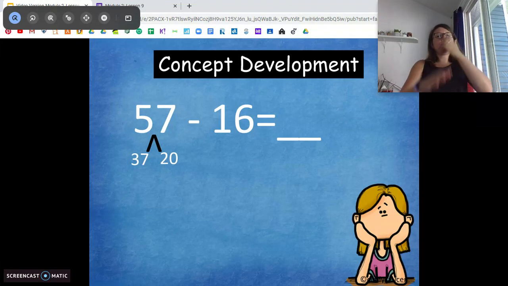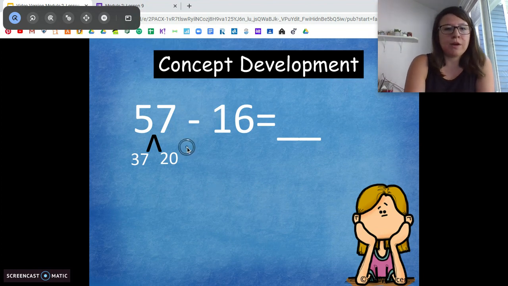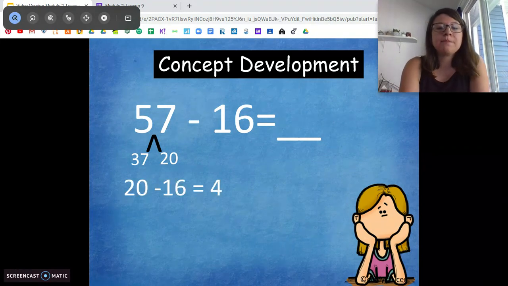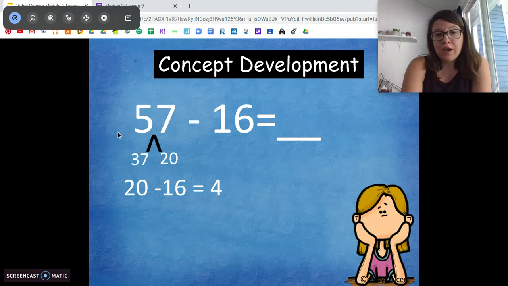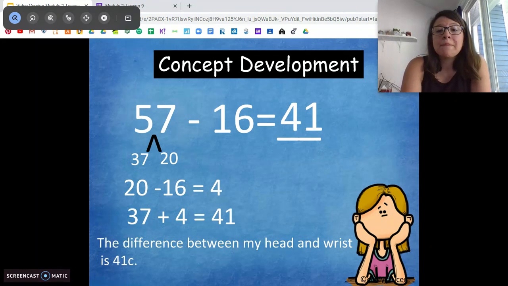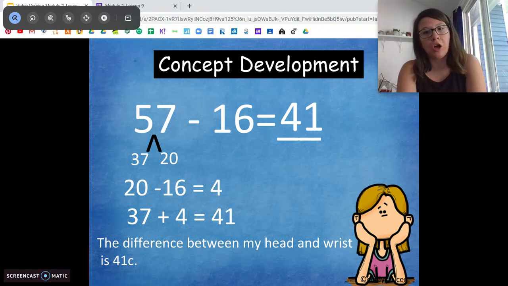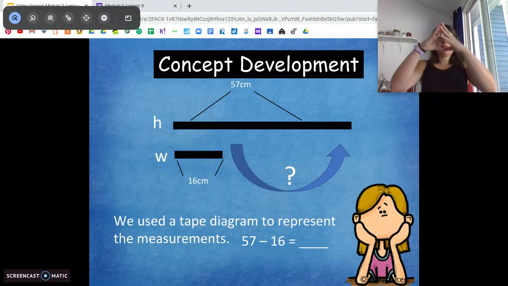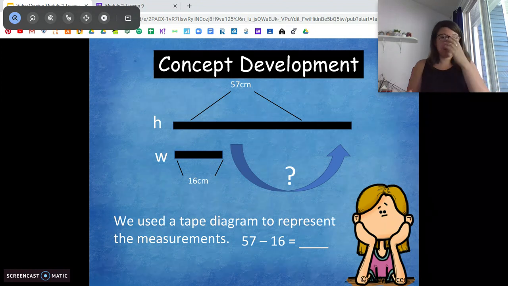Ready? So they broke 57. They decomposed 57 into a group of 10 and the extra ones. So we know that this is an easier fact to solve. So we can do 20 minus 16, and we know that that's 4 because we know our tens facts. Then we're going to take the extra number over here, which is 37, add it to 4, and our answer is 41. So the difference between my head and my wrist is 41 centimeters. My head is 41 centimeters longer than my wrist. So we can use tape diagrams to help us better understand the difference in lengths between two objects.